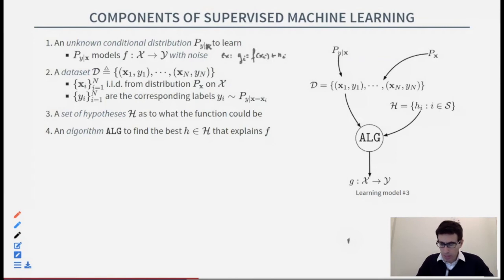One thing that I really want to emphasize is that even though I'm including this Px and this Py given x in my model, they are still unknown quantities, right? I'm not changing the fact that I have to learn something that I don't know, but I'm just saying that I'm assuming that these probability distributions exist. And assuming that they exist is an assumption.